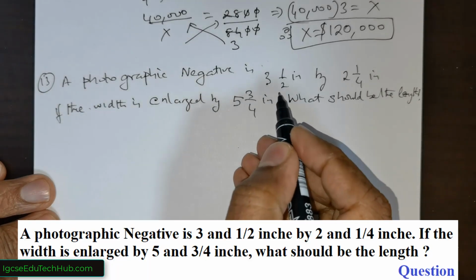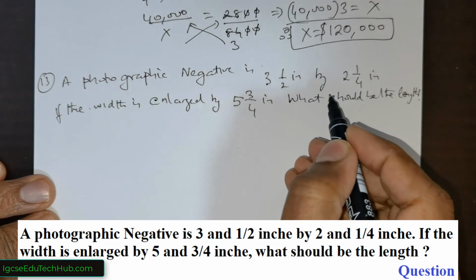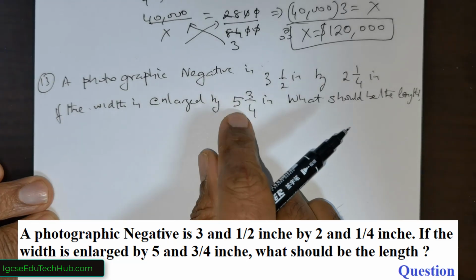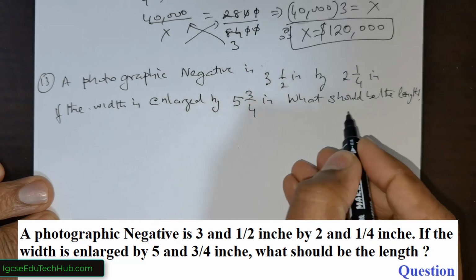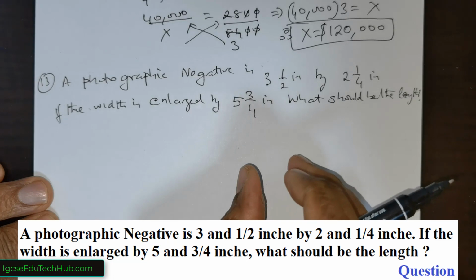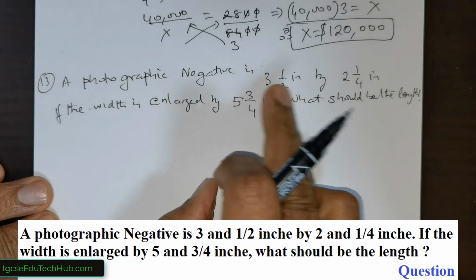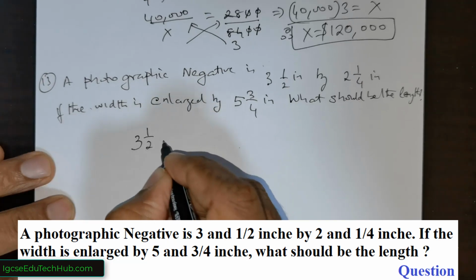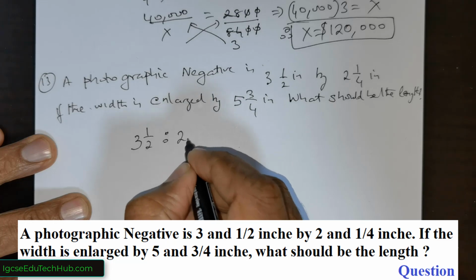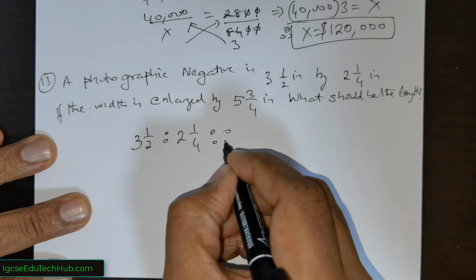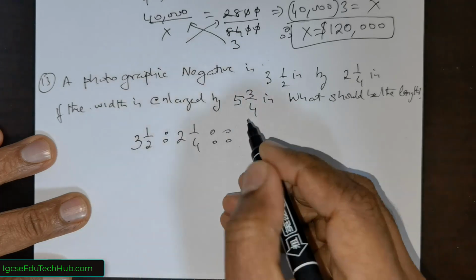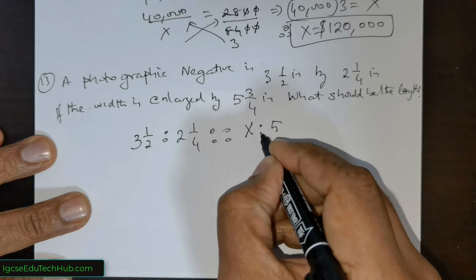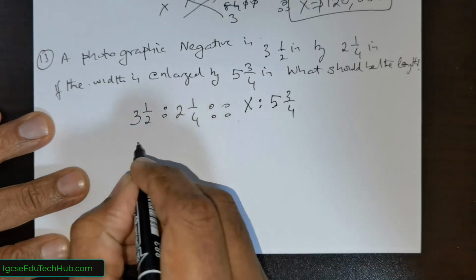A photographic negative is 3 and 1 over 2 inches by 2 and 1 over 4 inches. If the width is enlarged by 5 and 3 over 4 inches, what should be the length? So this is obviously the length and this will obviously be the width. So I'm going to construct the system like this: 3 and 1 over 2 and 2 and 1 over 4 with the double colons, and we are expected to find the length, and the width is enlarged to 5 and 3 over 4.